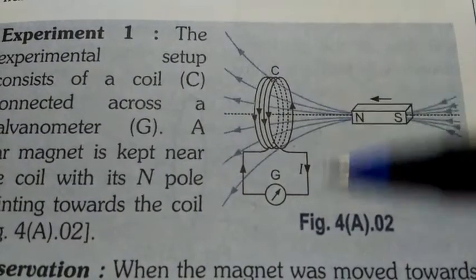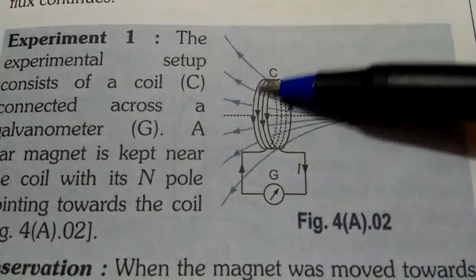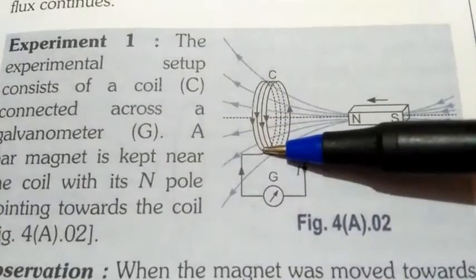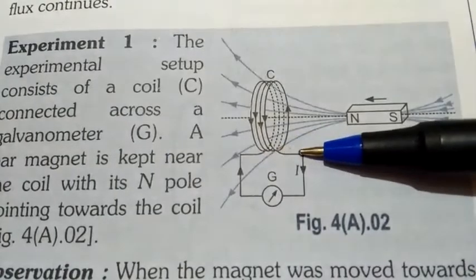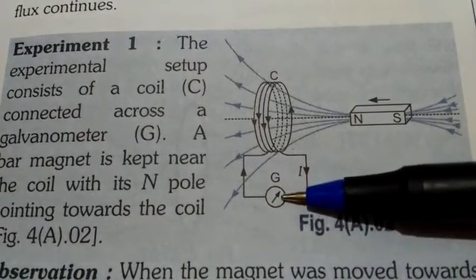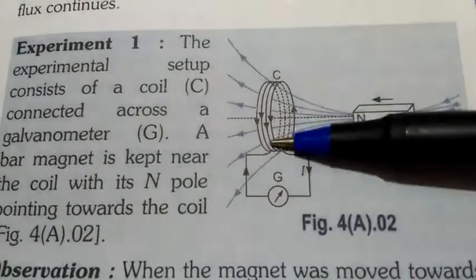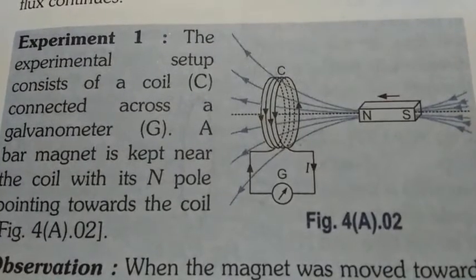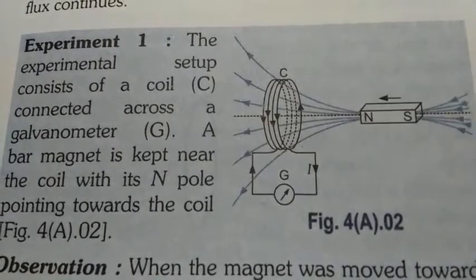So here in the diagram you can see the setup for the first experiment. In the first experiment we have this loop. It is made up of conducting wires. One end of the loop is on this side, and this is the other end of the loop. Between those two ends we have a galvanometer, which is the device used to measure current. Right now you can see no battery is attached here, which means we don't have any power source. Now if we place a bar magnet near the loop, nothing will happen.